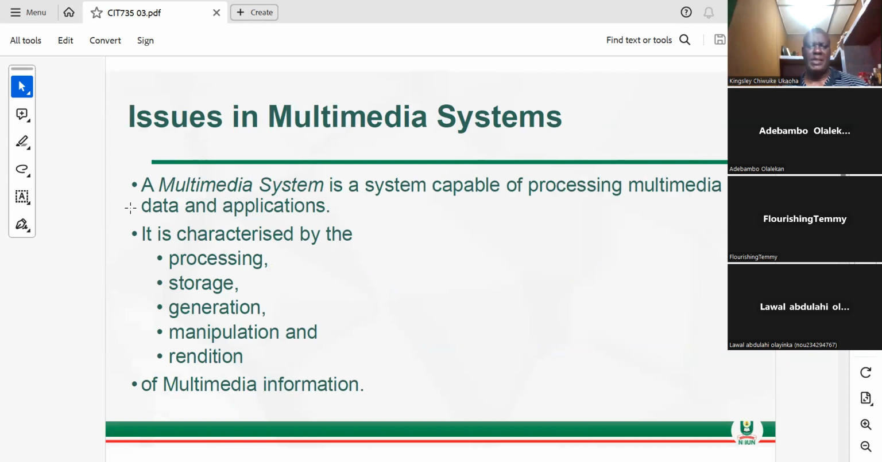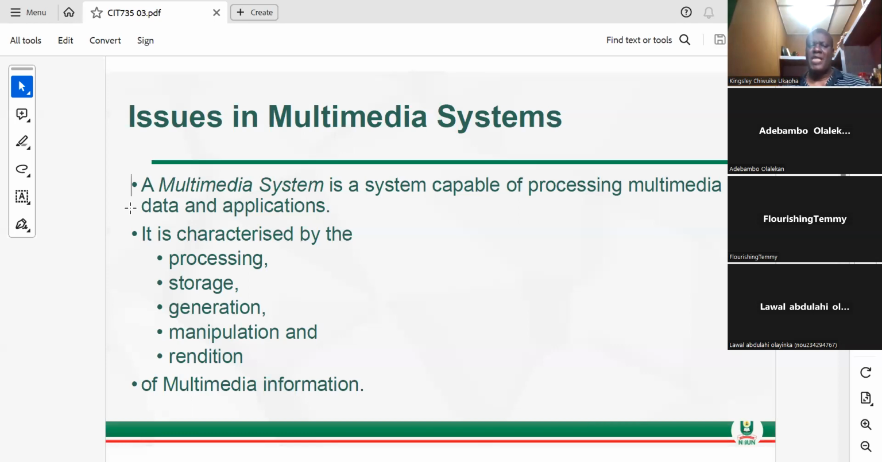Used in multimedia systems. A multimedia system is a system capable of processing multimedia data and applications. So when you say a language system, it could be a system that allows you to process a language and represent it in any form that will aid communication. When you are talking about a multimedia system, you are talking of any system that is capable of processing your multimedia data and applications.